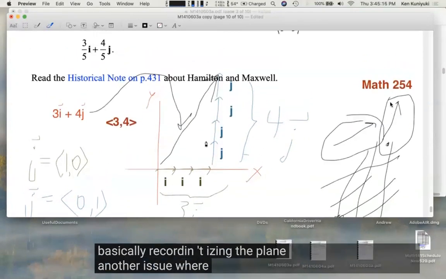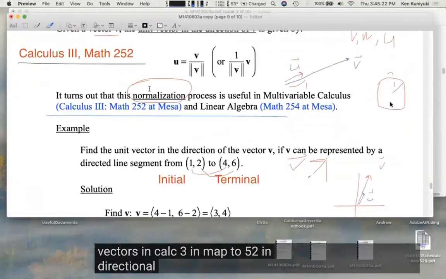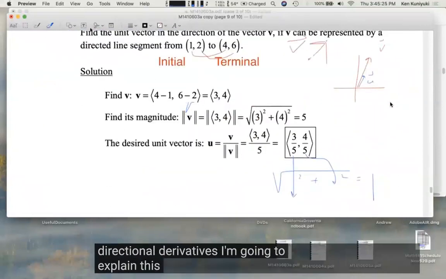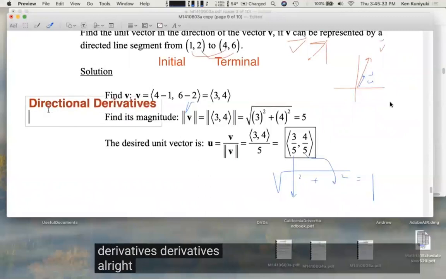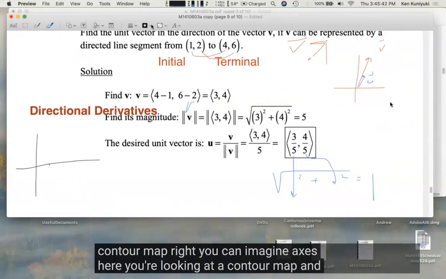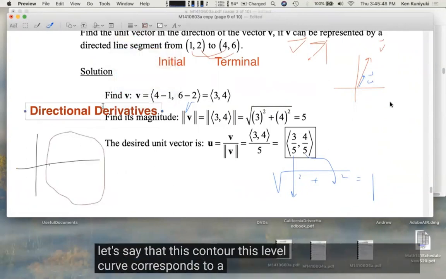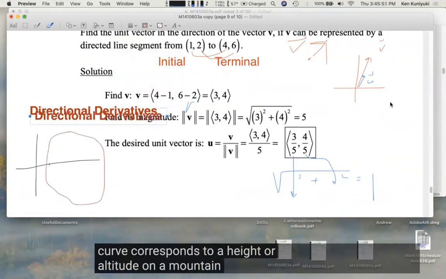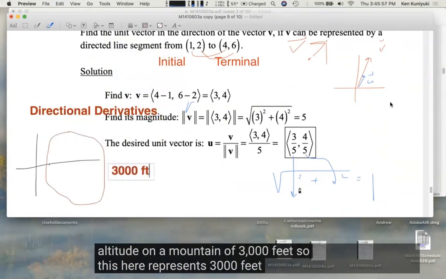Another issue, where do we see these unit vectors in Calc 3, in Math 252? In directional derivatives. I'm going to explain this. What are directional derivatives? All right. Let's say that you look at a contour map, right? You can imagine axes here. You're looking at a contour map. And let's say that this contour, this level curve, corresponds to a height or altitude on a mountain of 3,000 feet. So this here represents 3,000 feet.